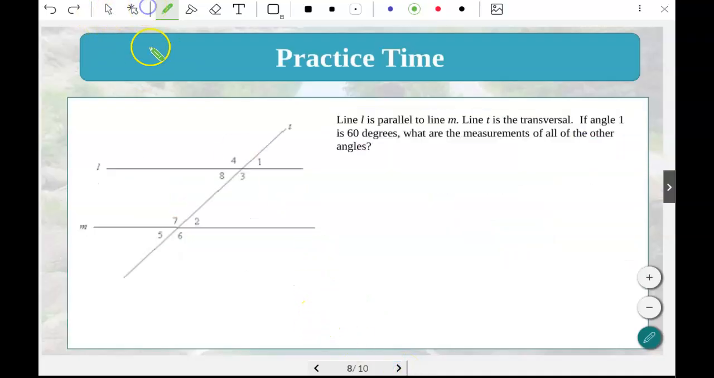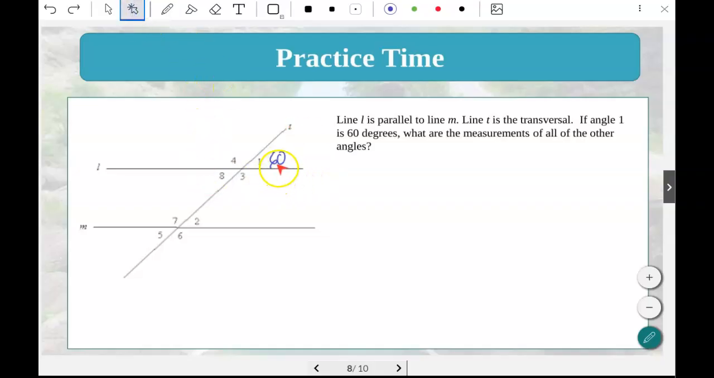All right, so practice time, here we go. It says that line L is parallel to line M. Line T is the transversal. If angle 1 is 60 degrees, what are the measures of all the other angles?